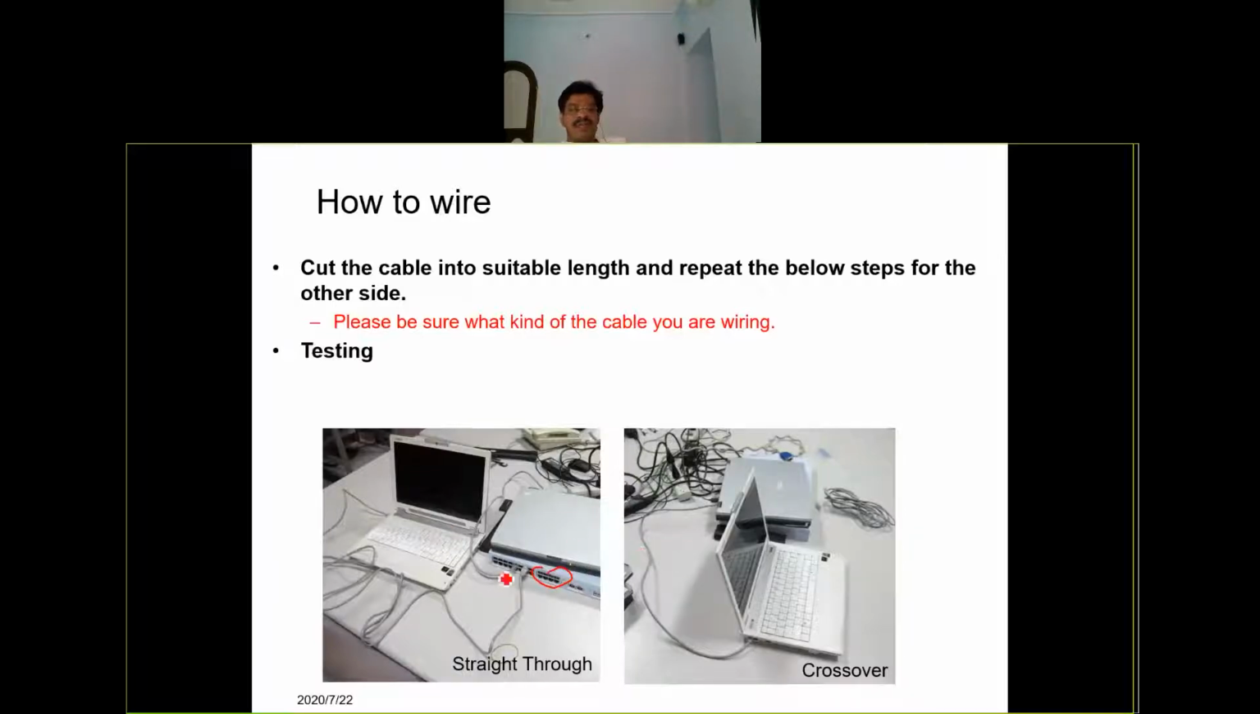It's straight through cabling or connectivity whenever two different devices are to be connected, and it's a crossover type of connectivity when similar types of devices are connected, like this laptop to this other laptop, the first laptop connected to the second laptop. That is, whenever the devices are at the same level, a crossover cable is to be utilized.